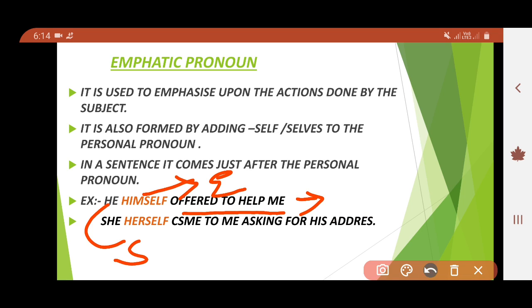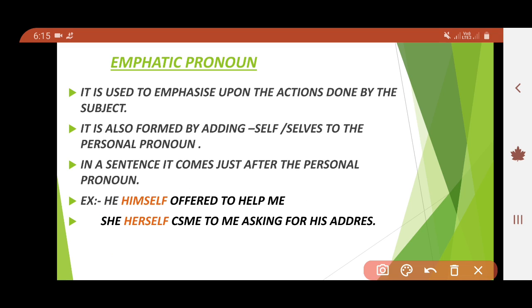That means here in this sentence, in the first sentence, he is the subject, himself is the emphatic pronoun, and this emphatic pronoun is used to give more stress upon the action that is done by this subject. Okay, let us go to another example. She herself come, sorry, it should have been came. There is a spelling mistake here. So she herself came to me asking for his address.